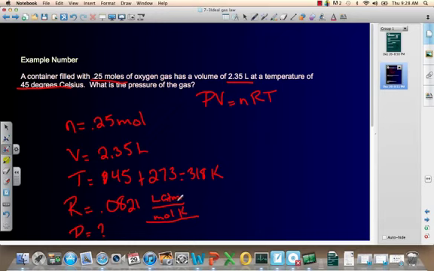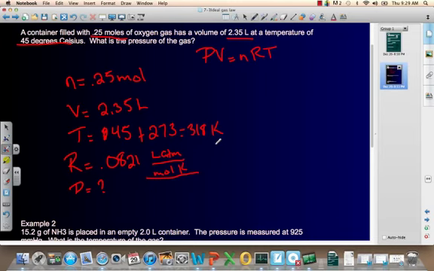All right, so at this point, all we do is just plug and chug. Hardest part is over. So our pressure, we do not know, so it's P times our volume, which is 2.35 liters, is equal to the number of moles times R, which is 0.0821 liters atmospheres over moles times Kelvin, times our temperature, which is 318 Kelvin.